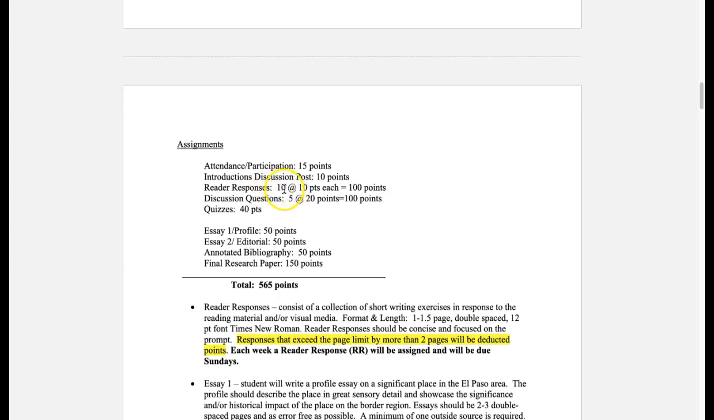We also have 10 reader responses. Each one is worth 10 points, so that totals 100 points. And then we have about 5 to 6 quizzes, which total 40 points.